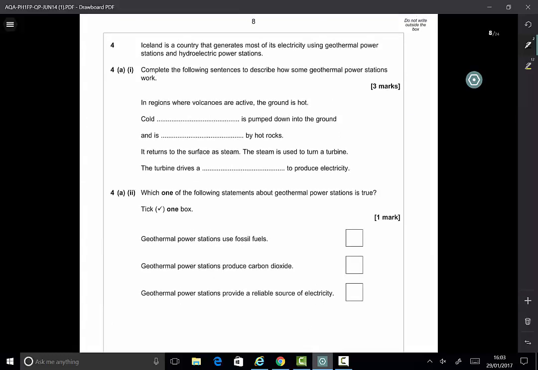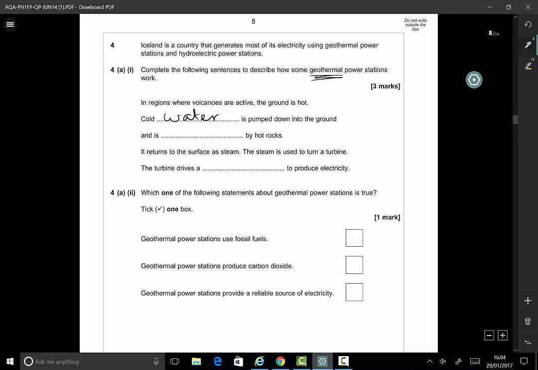Okay, moving on. Iceland is a country that generates most of its electricity using geothermal power stations and hydroelectric power stations. Okay, we're generating electricity now. Complete the sentences to describe how some geothermal power stations work. Okay, in regions where volcanoes are active, the ground is hot. Okay, simple sentence. Cold something is pumped down into the ground and is something by hot rocks. It returns to the surface as steam. Sometimes it's really useful to read on to the next sentence before figuring out what the gaps are. So something that goes in cold and comes out as steam, that's going to be water.